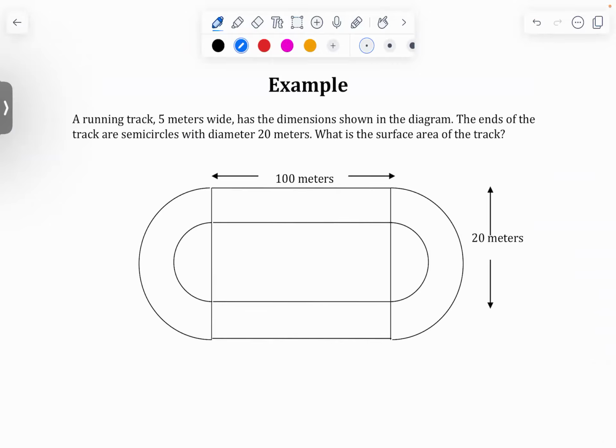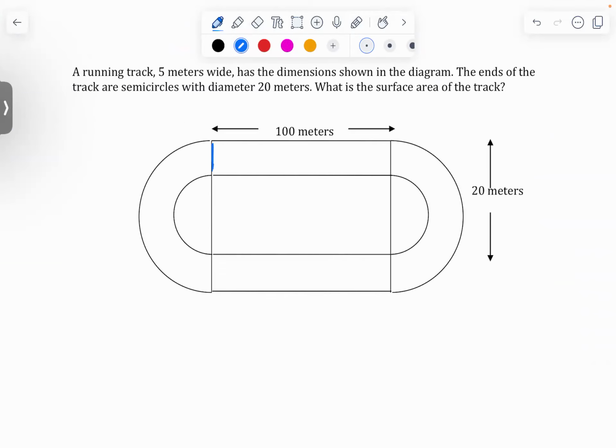All right, so let's look at an example applying those equations. A running track, 5 meters wide, has dimensions as shown in the diagram here. The ends of the track are semicircles with 20-meter diameters. What is the surface area of the track?